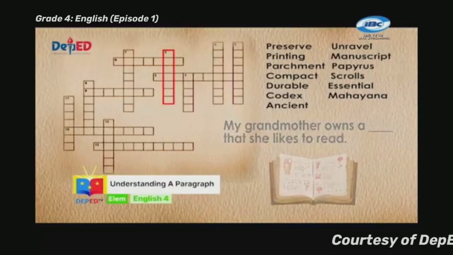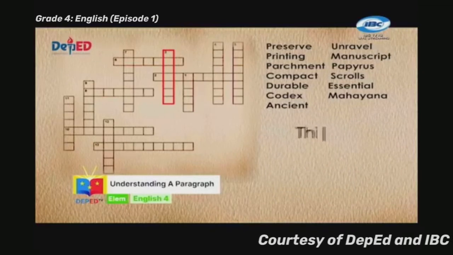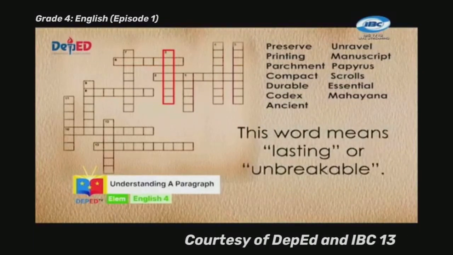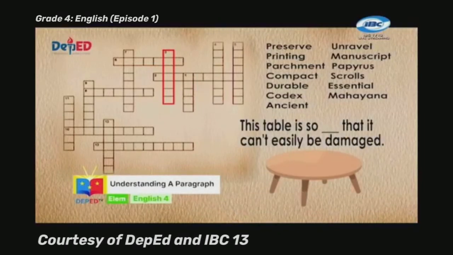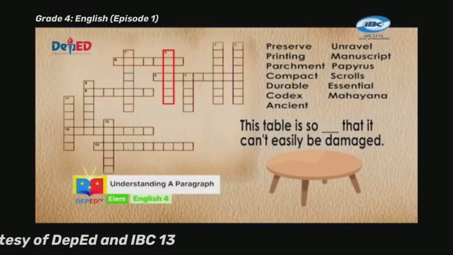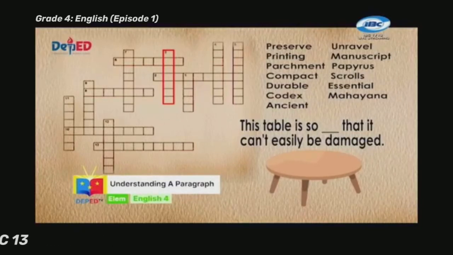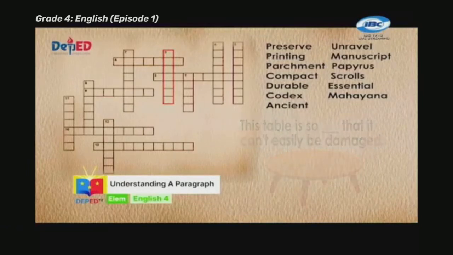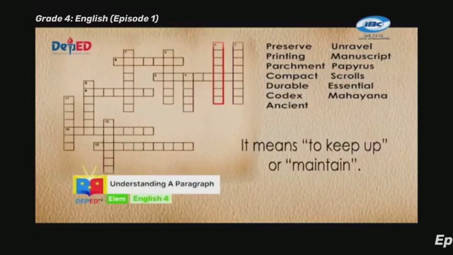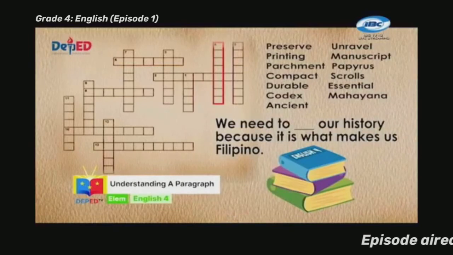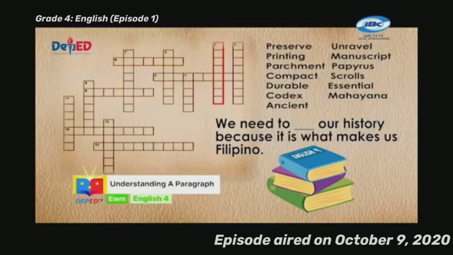Number 3. 7 letters. This word means lasting or unbreakable. This table is so that it can't easily be damaged. Number 4. 8 letters. It means to keep up or maintain. We need to our history because it is what makes us Filipinos.